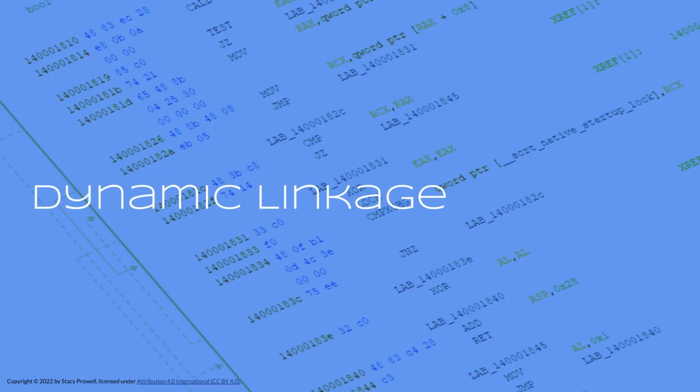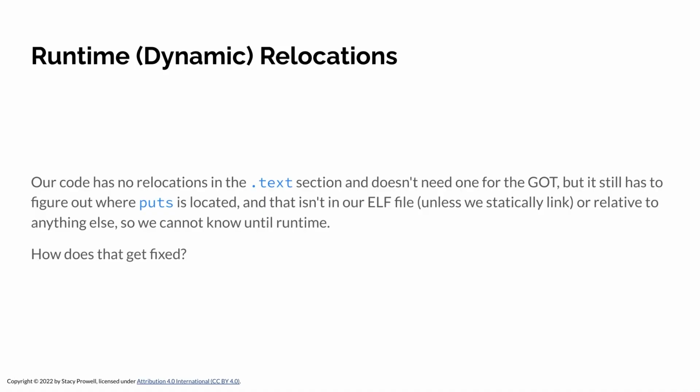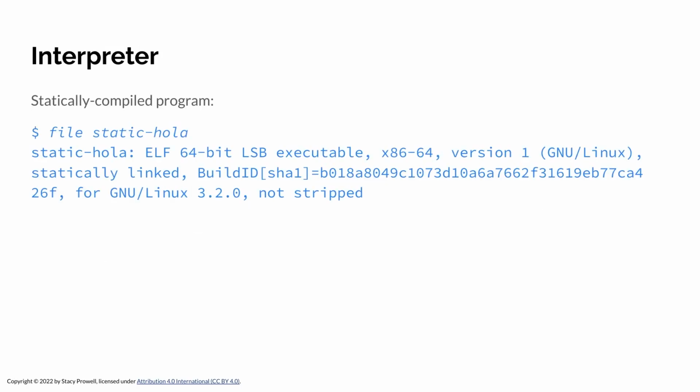Wow. Let's talk about dynamic linkage. So our code has no relocations in the text section. We wanted that. Text section does not change. It doesn't need one for the GOT, but it still has to figure out where puts is located. And that's not in our ELF file unless we statically link it. And it's not relative to anything else, so we can't know until runtime. How does that part get fixed?